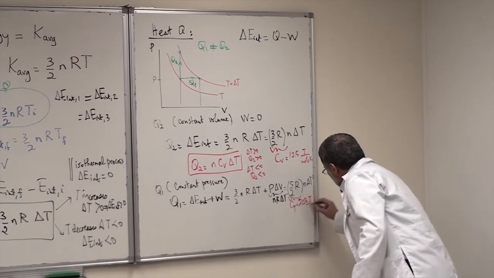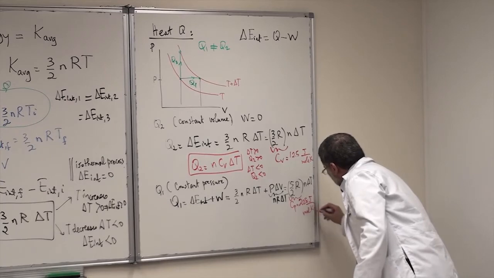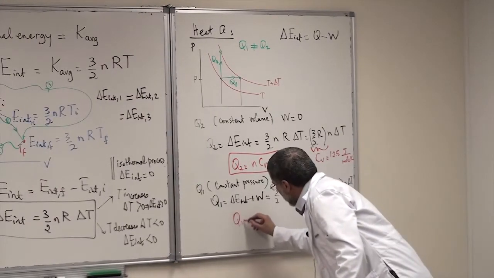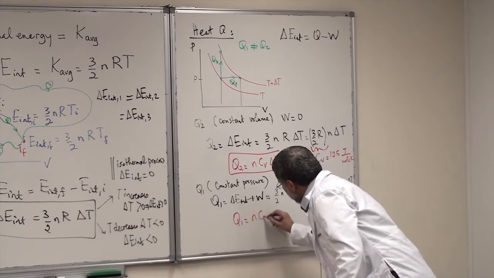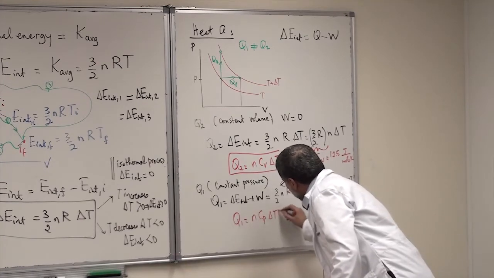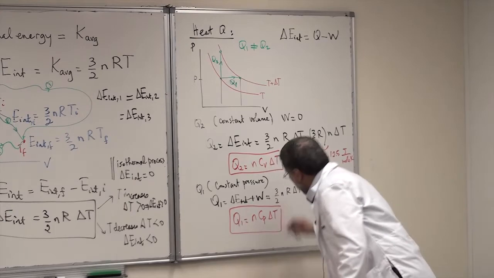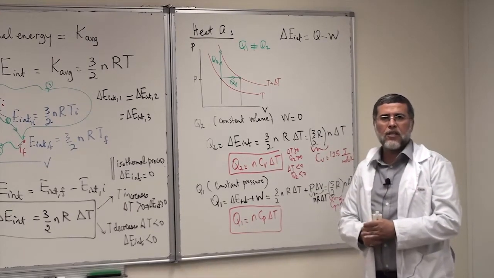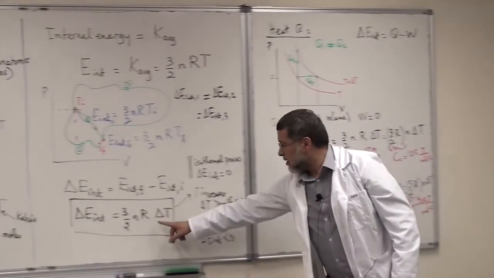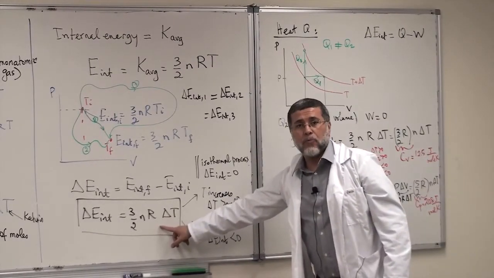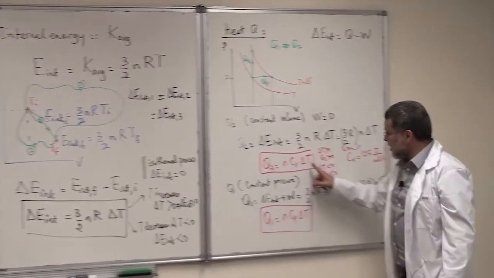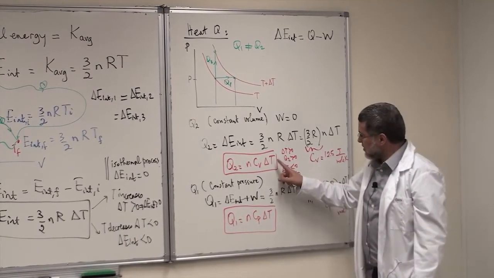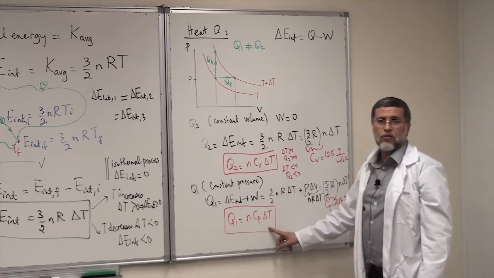This is 20.8 joules per mole Kelvin. That's the heat. Let me write it down here. Q1 is equal to n Cp delta T. So now you know how to find the change in internal energy for the gas. It's here, independent of the process. And then if you want the heat, it depends on the process. This is at constant volume, this is at constant pressure process.